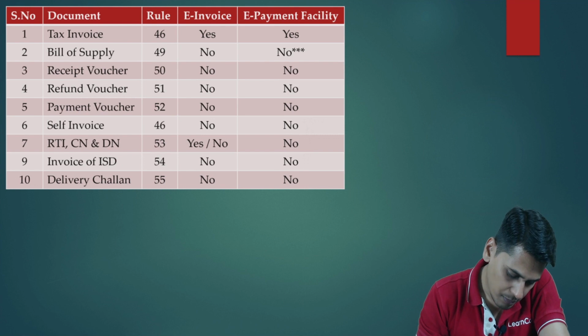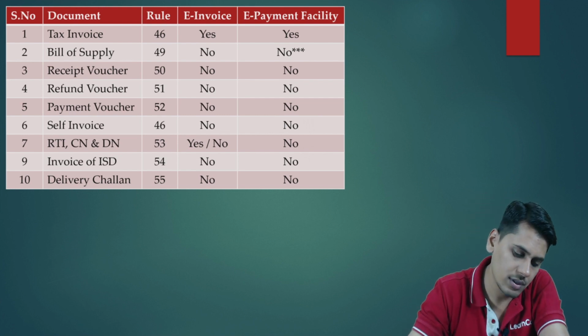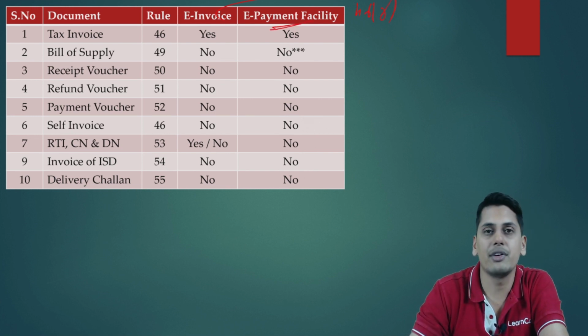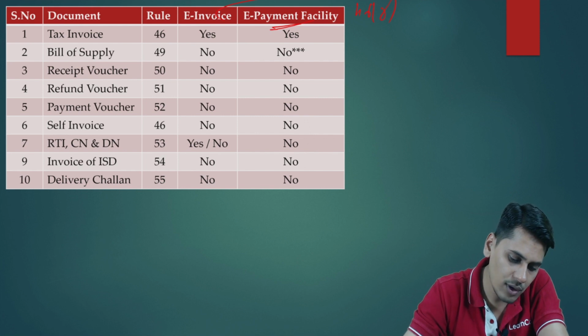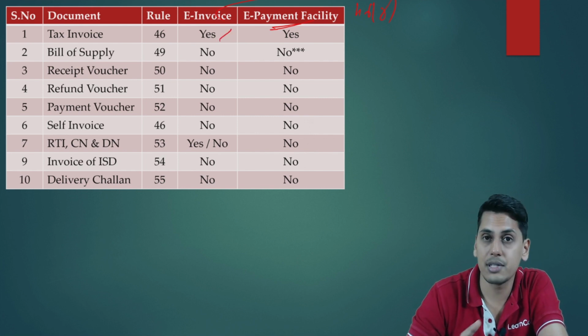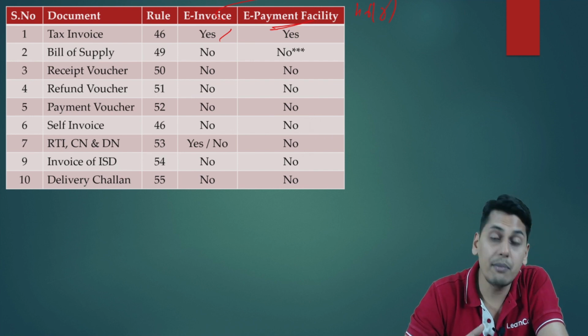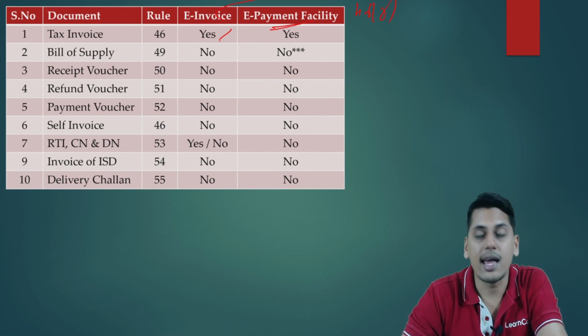So friends, the various documents which are available, let's have a final look. Where is e-invoice applicable and where is e-payment facility applicable? So e-invoice is 46 sub rule R, e-payment facility is 6th proviso to rule number 46. For tax invoice, e-invoice is applicable, yes. Bill of supply, no. Receipt voucher, no. Refund voucher, no. Payment voucher, no. Self invoice, no. Revised tax invoice, credit notes and debit notes.